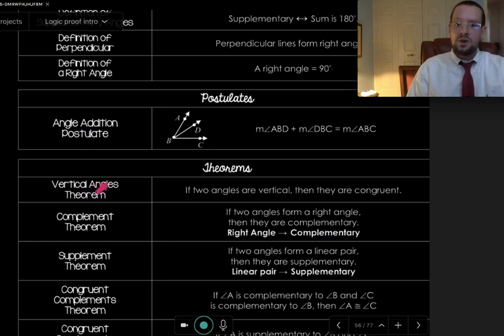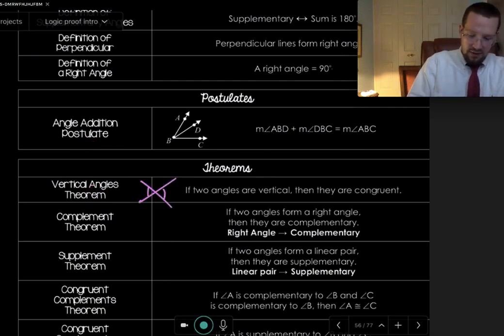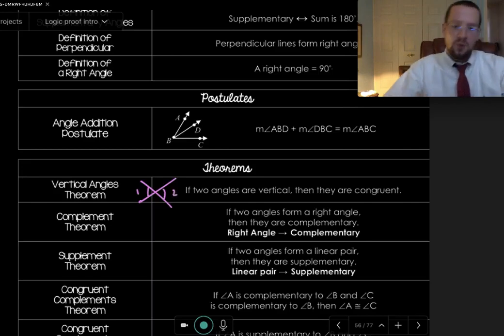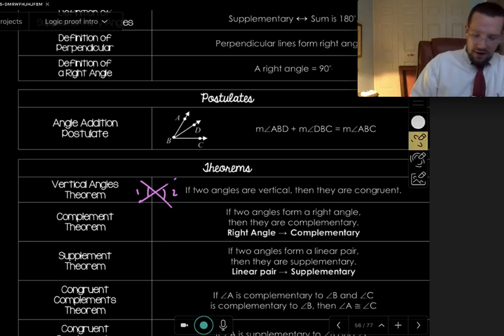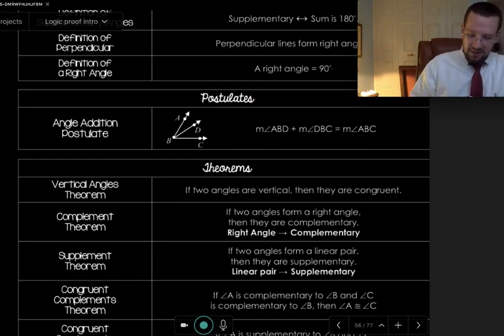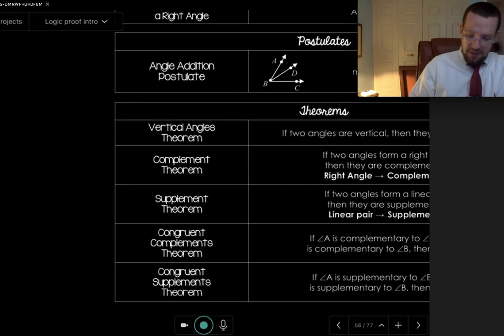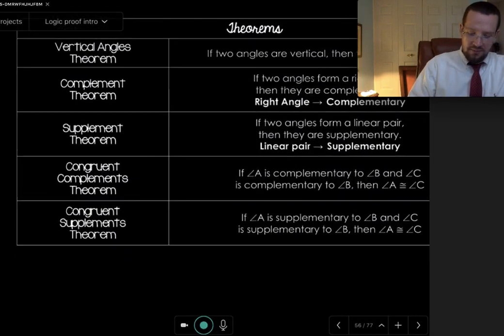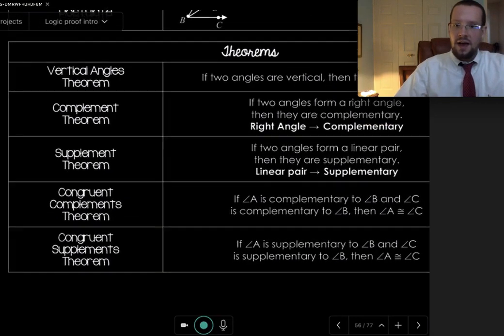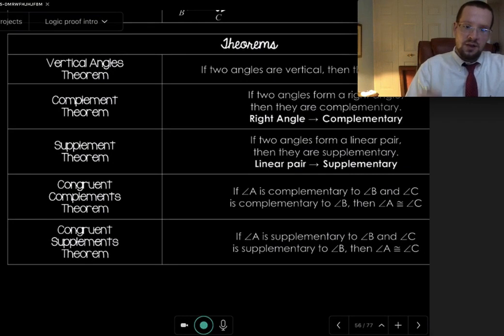So, okay, vertical angles. Remember vertical angles? They looked like this, angles 1 and 2, and they were congruent. Angles on either side of two intersecting lines are congruent, and thus they are vertical angles. Now, all right, I'm just going to slow up here just a second because the complementary theorem and supplementary theorem are different than the congruent complements.